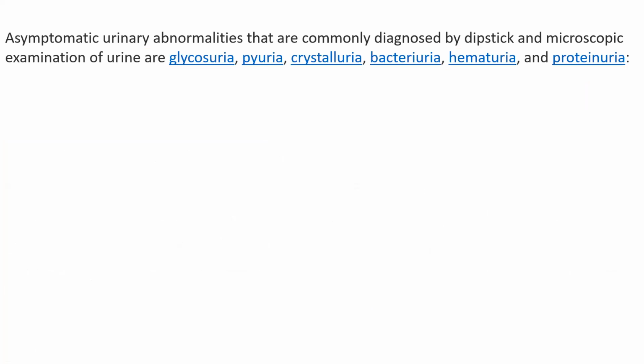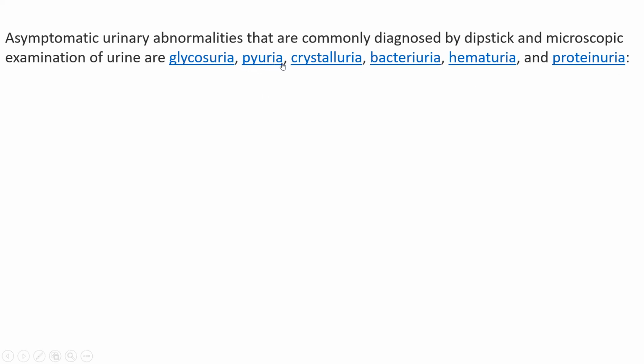So let us discuss the main part, that is asymptomatic urinary abnormalities that are commonly diagnosed with the help of dipstick as well as microscopic examination of urine. So what are the commonly diagnosed asymptomatic urinary abnormalities? Let us see one by one. Number one is glycosuria, next is pyuria, next is crystalluria, next is bacteriuria, hematuria, proteinuria. There are lots and lots more, but these are the most common ones.